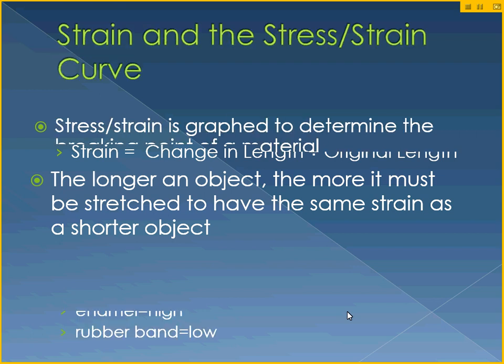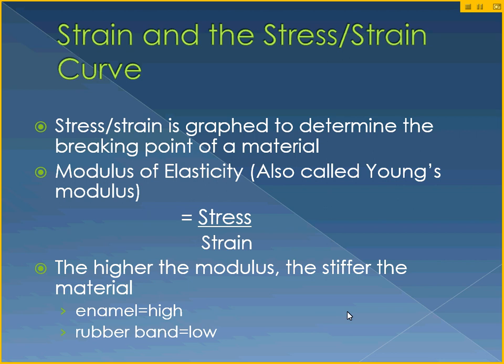So stress is our load on an object, and strain is the change in the length of the object. And they are proportional, and they always occur together. Stress and strain show a proportional relationship. As one increases, so does the other. One doesn't exist without the other.